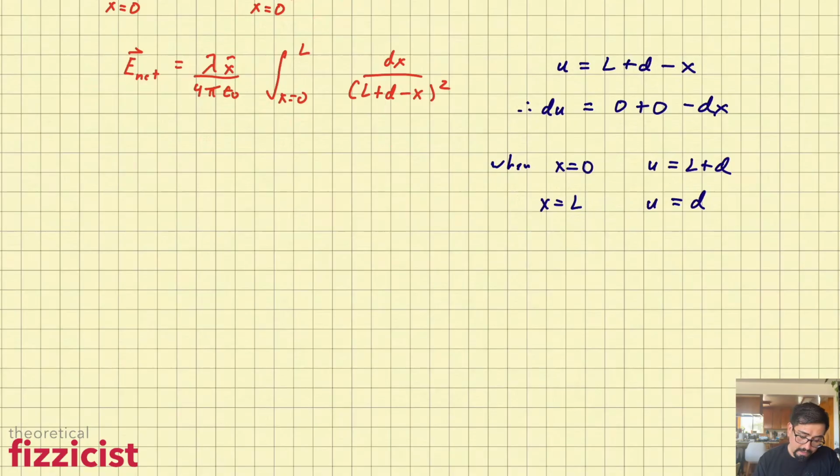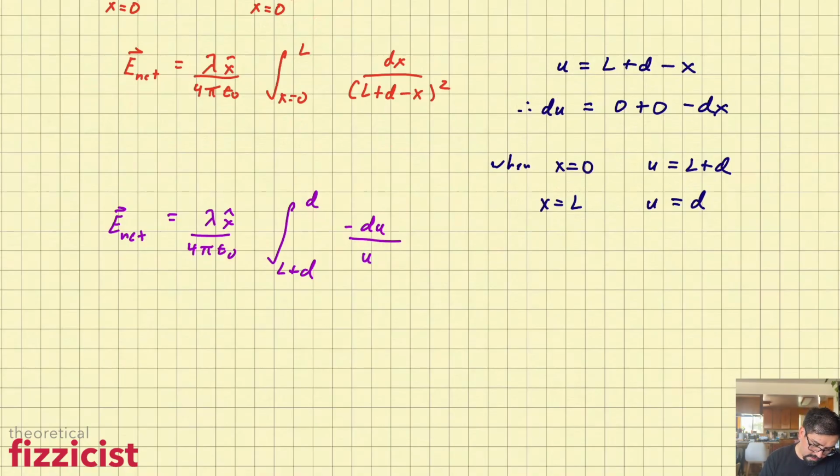So we got all that. We got our integration substitution. Let's go ahead and clean it up. So we get E net over here is equal to lambda x hat all over 4 pi epsilon naught. Plug in my new variable boundaries. So we got L plus d over here, then I have d over here. Wherever I see a dx, it has to be replaced with a negative du. So this is a negative du right here, and wherever I see L plus d minus x, I should replace that with the u, so this is a u squared.